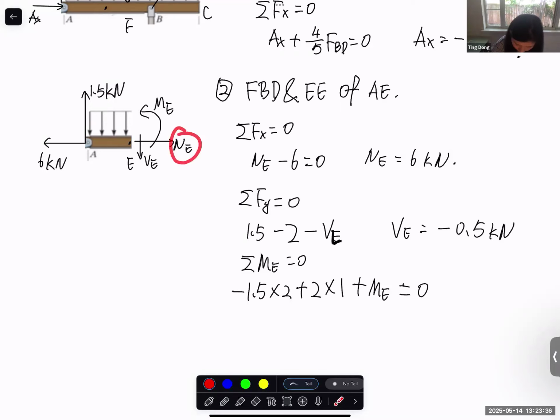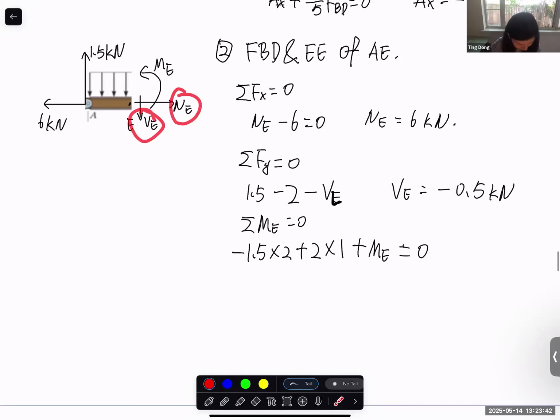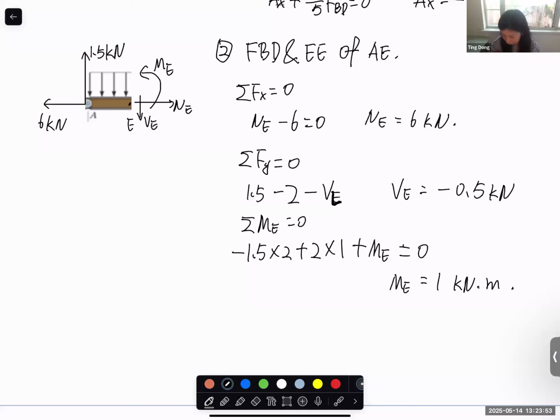And of course, this one is the moment about point E, so we can ignore these two forces. Now, the bending moment at the cross section is equal to 1 kilonewton times meter.